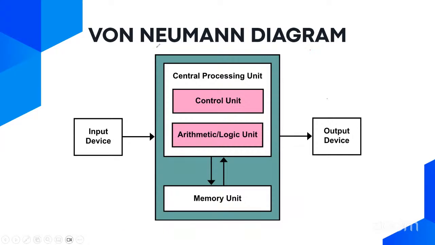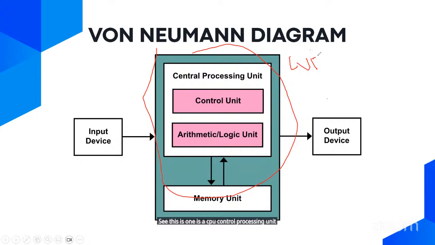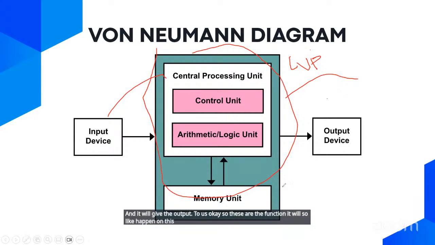So this is the main thing. This is called the CU, control unit. Okay. See, this one is the CPU, central processing unit. This is called the central processing unit. This one is the CPU, and this is the CU, control unit. So while we are giving one input to this CPU, it needs to be processed and it will give the output to us. Okay, so these are the functions.